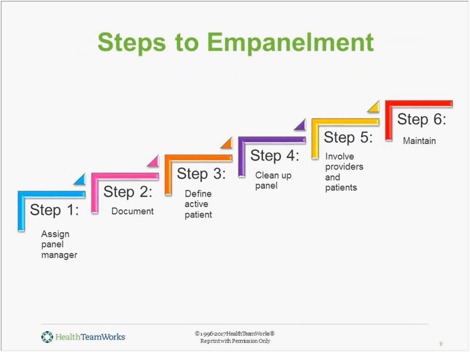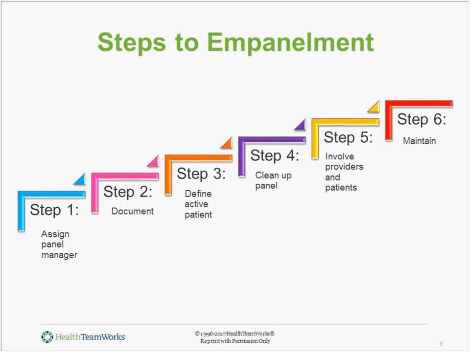So, empanelment, and we'll go into these in a little more detail in a few minutes, but essentially step one is really assigning a panel manager who's going to be taking responsibility for cleaning up and maintaining our panels of patients. So that's a crucial first step. That could be a quality improvement team. It doesn't necessarily have to be a single person, but someone or some function within the practice needs to have the panel manager role.